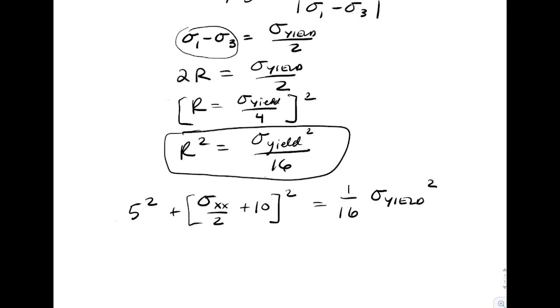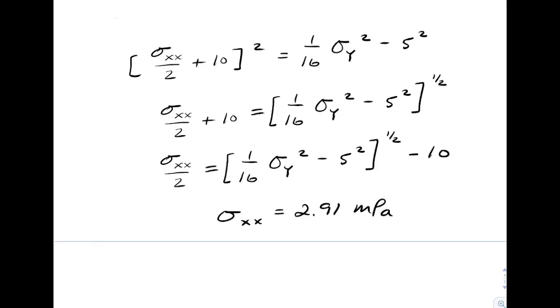So the only thing left is math, and we just need to isolate sigma XX and plug in the value for sigma yield. And this would be the math to finish the problem up. Kind of see how the manipulation goes. 5 goes to the other side, and we end up taking a square root. And then with just a few more lines, we end up with an answer for sigma XX of 2.91 megapascals.